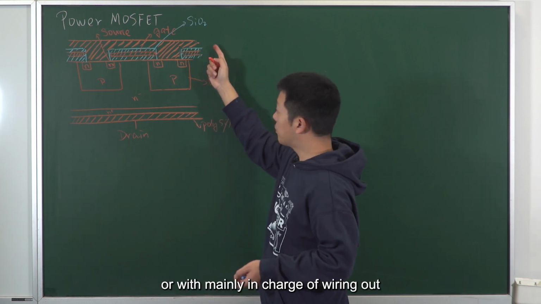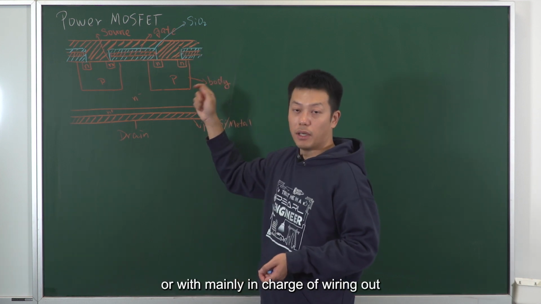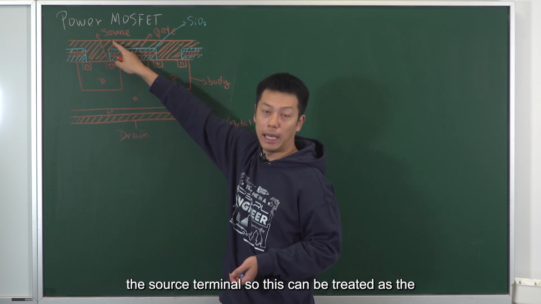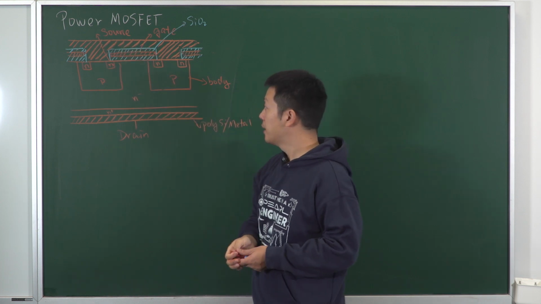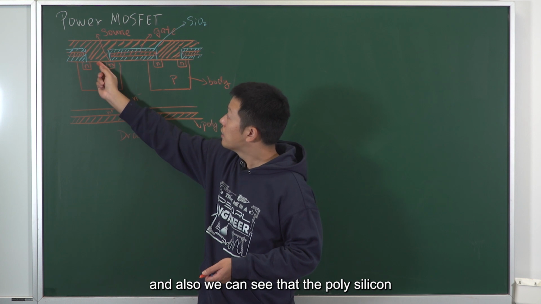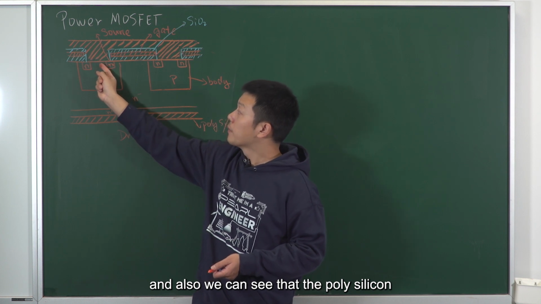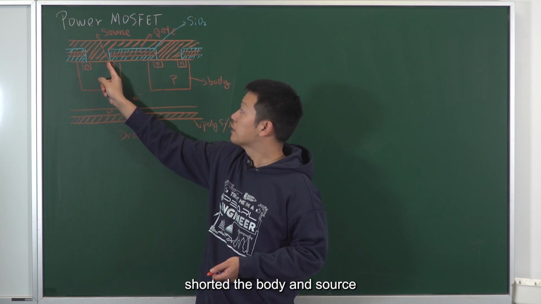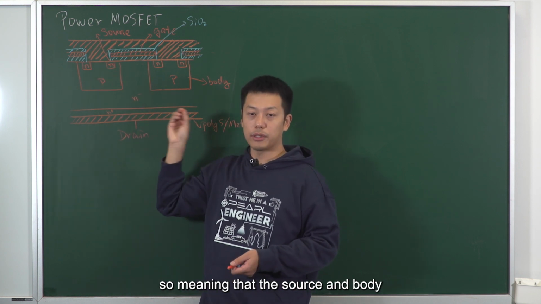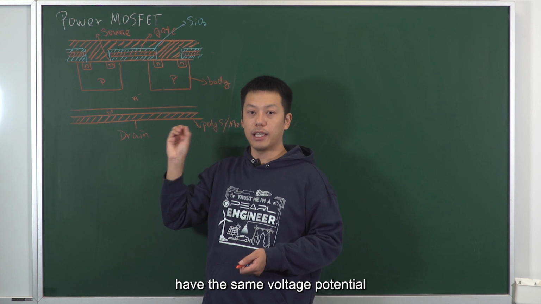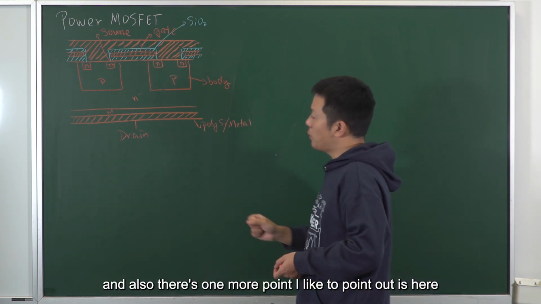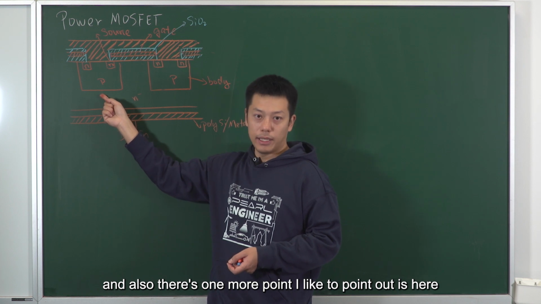The polysilicon is mainly in charge of wiring out the source terminal. So this can be treated as the source terminal. And also we can see that the polysilicon shorted the body and the source, meaning that the source and the body have the same voltage potential. Okay, and also there's one more point I'd like to point out here.